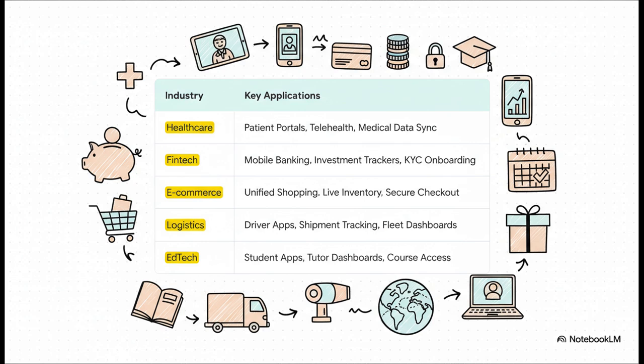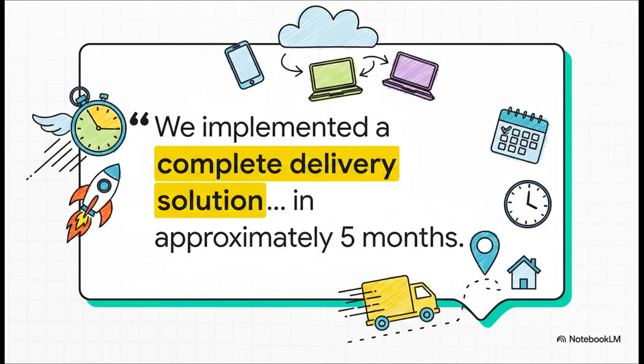And you don't have to take my word for it. Listen to this. The CEO of a company called Total Delivery said they built and implemented a complete delivery solution in about 5 months. 5 months! That just perfectly sums up the speed and power we've been talking about. It lets companies go from idea to reality faster than they ever thought possible.